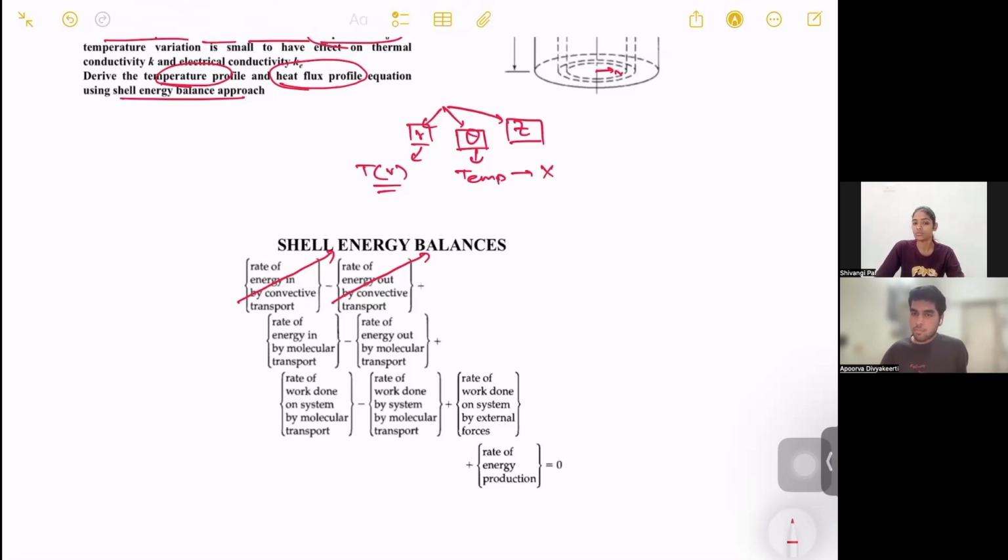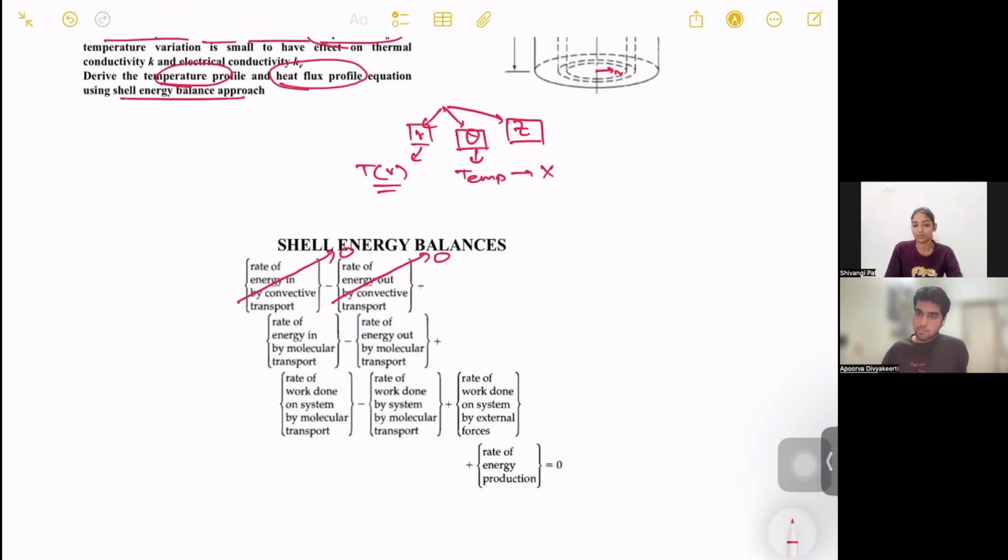So the first and second terms, that is energy in and energy out by convection, both will become zero. Coming to the third term, rate of energy in by molecular transport, it will be non-zero. As well as the fourth term, rate of energy out by molecular transport, this will also be a non-zero term because conduction is taking place.